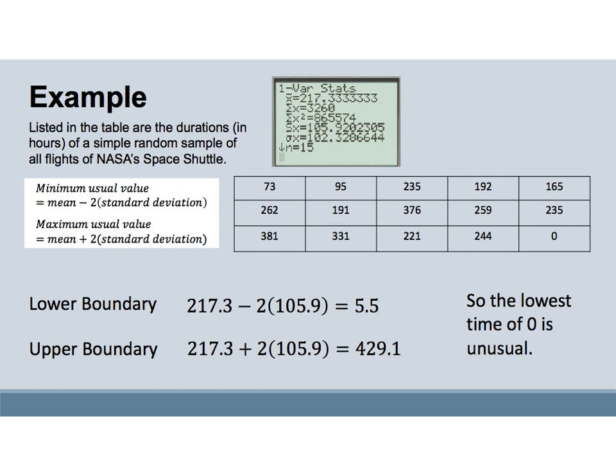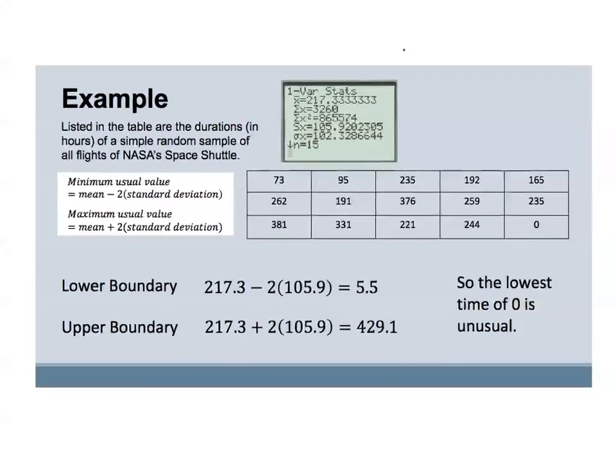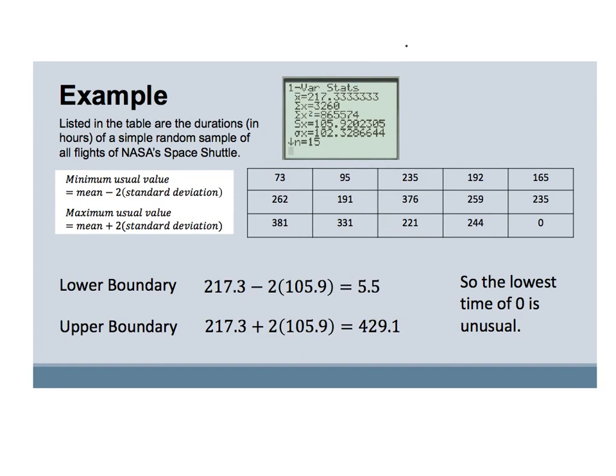Alright, so using the previous example, we're going to find the upper and lower boundaries, and then we're going to decide if there's any data values that are usual or unusual. And that's at the bottom of the page you're on. So we've still got that data in the calculator. If you do 1-bar stats, you should still have the numbers up there. That's on the screenshot at the top of the page. In the white are the formulas for usual and unusual. For minimum usual and maximum usual.